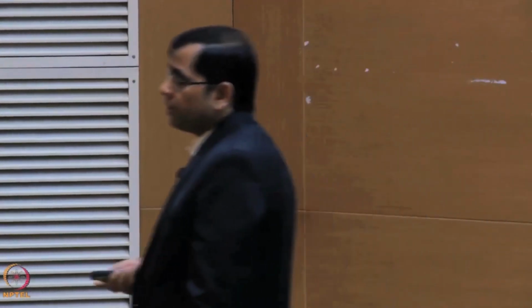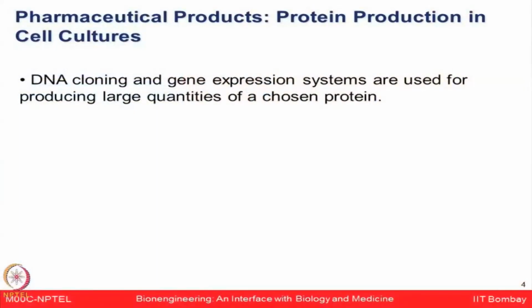Let's now move on to see that there are many applications of doing the cloning. Not only can you make a large amount of DNA, but you can also do protein production, and that has huge value for a lot of pharmaceutical products. So DNA cloning and gene expression systems can also be used for producing a large quantity of a chosen protein.